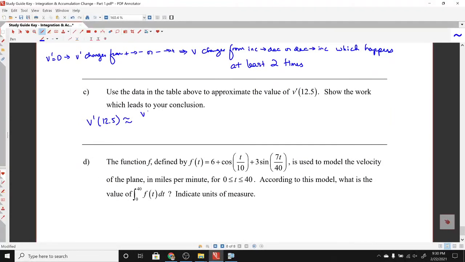That is, I'm going to do v of 15 minus v of 10 over 15 minus 10. So v of 15 is 7, v of 10 is 9.5 over 5. 7 minus 9.5 is negative 2.5 over 5 is negative 1/2.